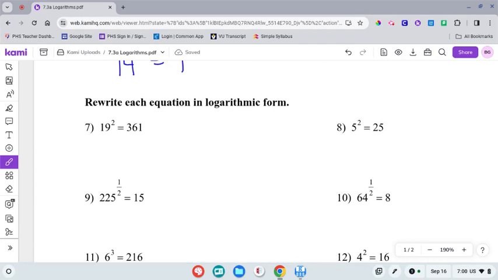Moving on, rewrite each equation in logarithmic form. It's the same thing, we're just going backwards. So again, look at what's the base and remember that a logarithm equals the exponent. This number here is the base. The base holds up the exponent. 19 is the base, so in logarithmic form that's going to be a log base 19. Now remember, a logarithm equals the exponent, so it's going to equal 2. You have to put it out of order like that. Log base 19, and the only other location has to be right here. Log base 19 of 361.